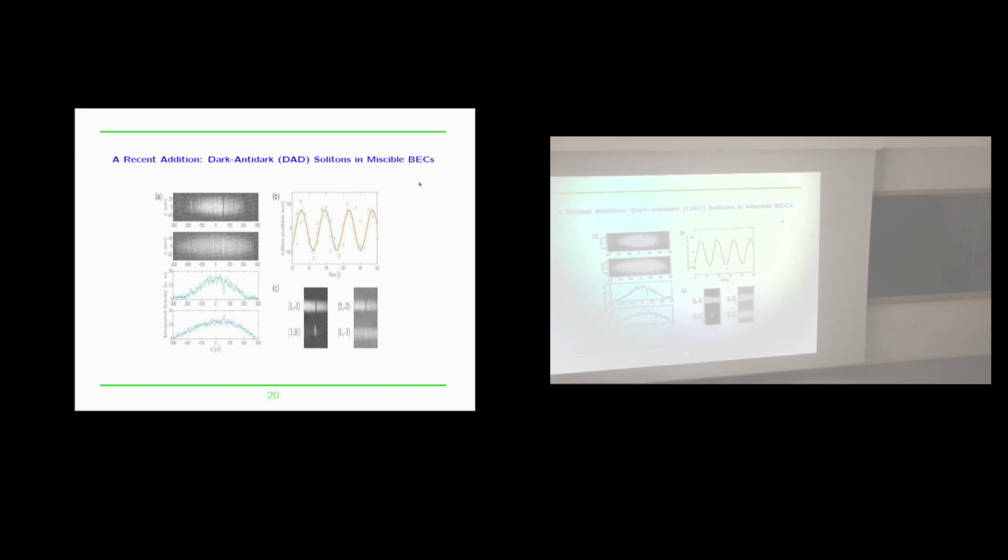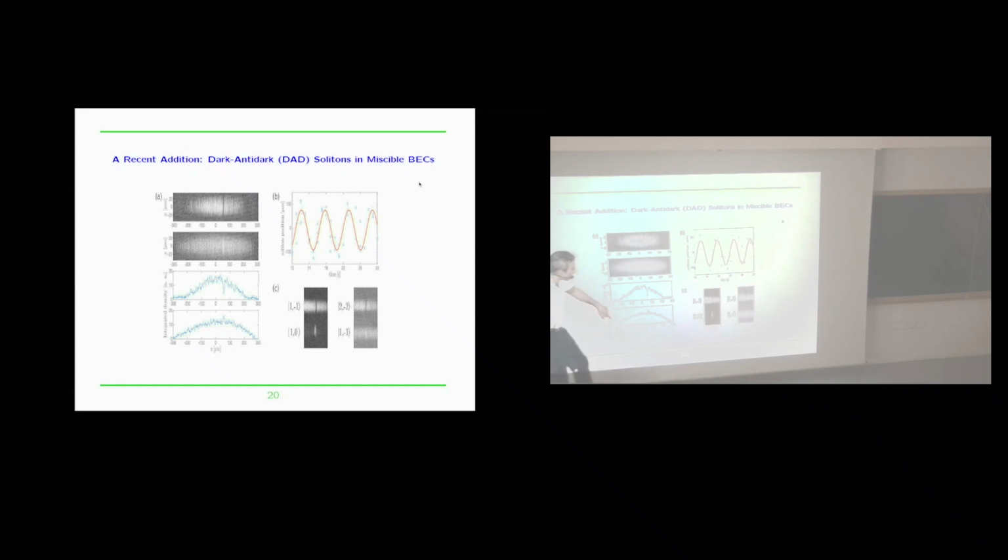So contrary to what I've shown you up to now, let us now take two miscible species. So this is one atomic cloud, this is another atomic cloud, and one of them has a dark soliton that creates a potential again for the atoms of the other component. So the dark soliton creates a bump on top of a finite background. These kinds of bumps on top of a finite background are called anti-dark solitons. So this is an example from Peter Engels' lab of a dark anti-dark soliton.